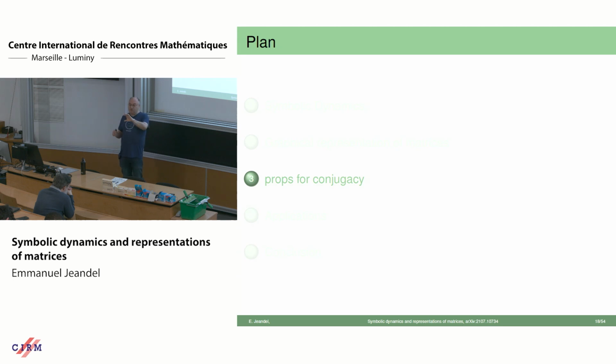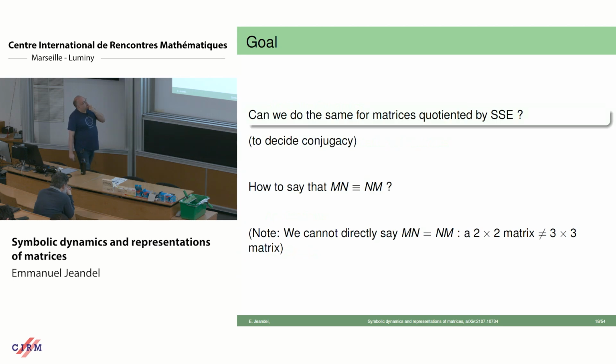Because if I have a 2 by 2 matrix in some diagram and I try to replace it by a 3 by 3 matrix, I don't know what to do with the additional wire. It doesn't work. So I cannot do it quite directly. That's what I'm saying. Here, there is something to do. But actually, there is an easy solution.